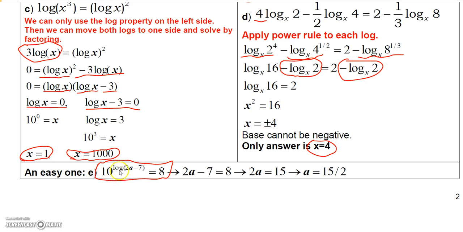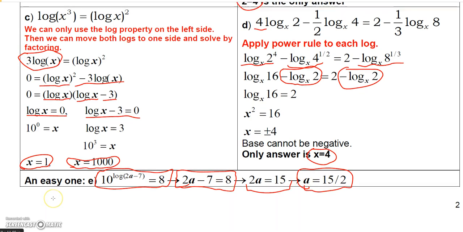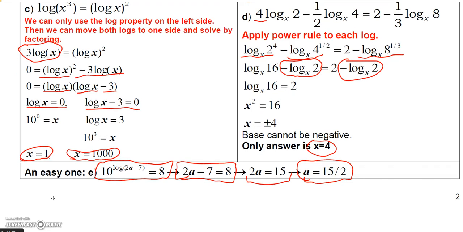So 10 raised to the log of 2a minus 7 base 10 is just 2a minus 7. So this equation simply becomes 2a minus 7 equals 8, and that can easily be solved by just adding 7 to both sides, and then get 2a equal 15, then divide both sides by 2, and that would give you a equal 15 halves. And so that would give you the solution to this problem, and I believe that's all the log equations that I have.